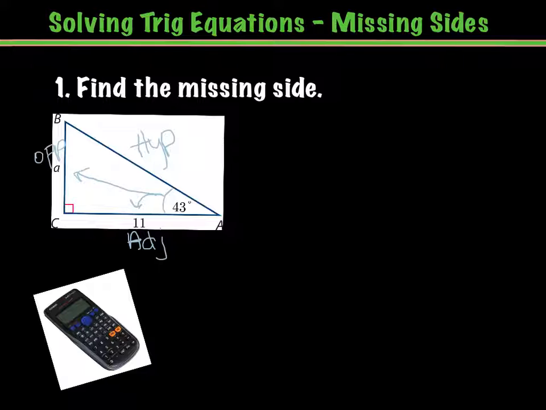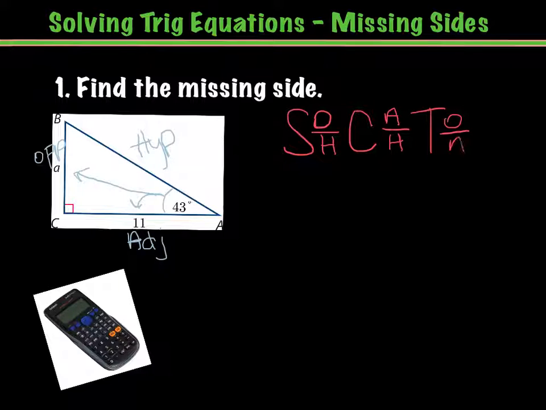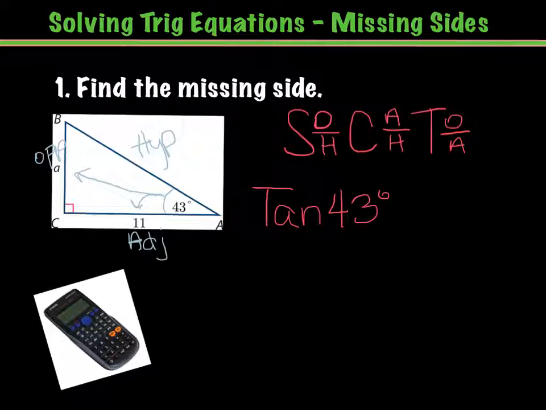So recall our SOHCAHTOA. Helps us remember. I'll write it again. So we need to decide which one should we use, sine, cosine, or tangent. If you look, we're given the adjacent side, and we need to find the opposite side. So we need to use the one that uses opposite and adjacent, since those are the two that we're working with. So we're going to go ahead and do tangent. So you write tangent of 43 degrees equals opposite, which is the letter A, over adjacent, which is 11.